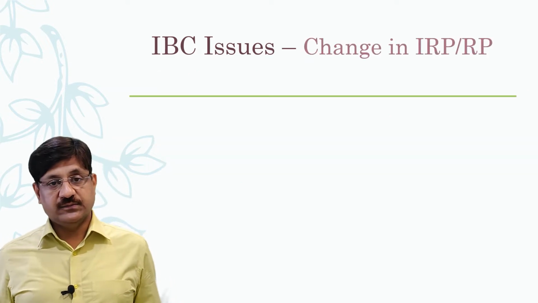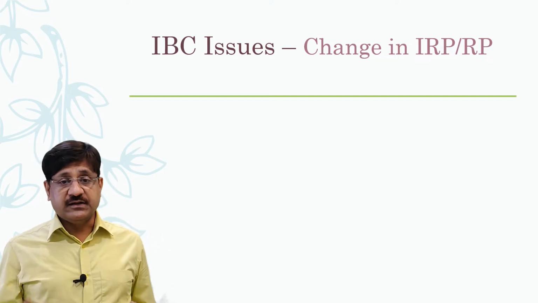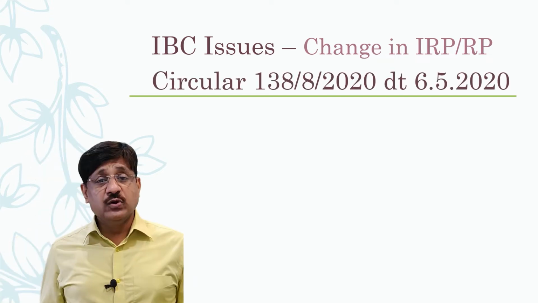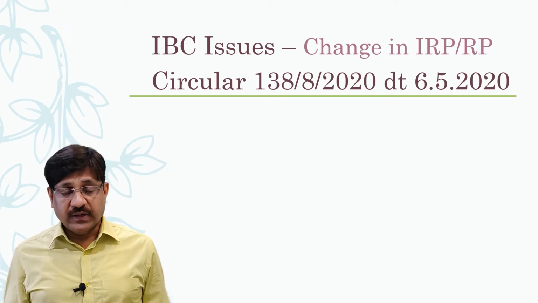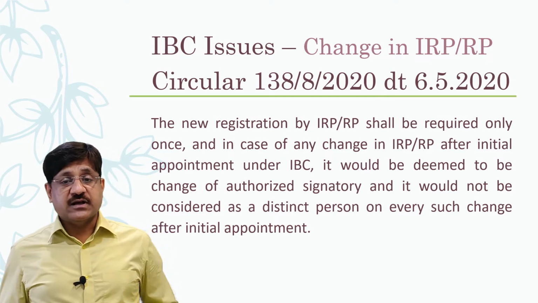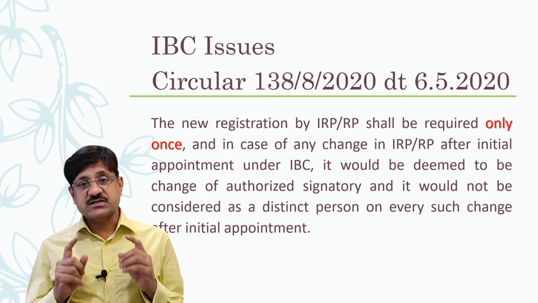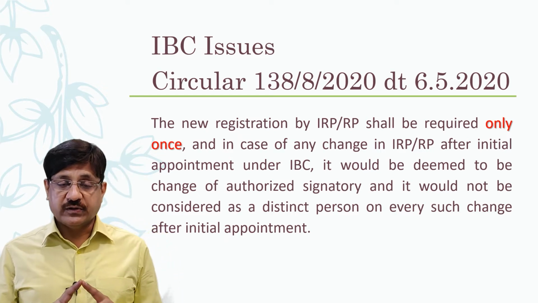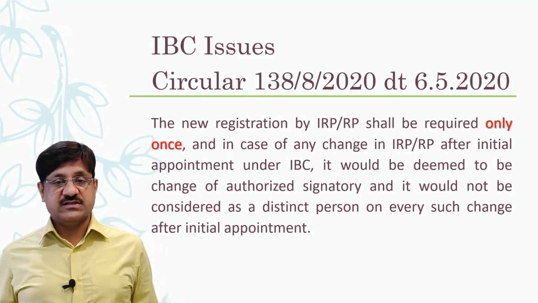to file the return. Now third type of clarification, which you can say has been issued by way of circular 138 by 8 by 2020. It clarifies that during this IRP or RP period, this corporate debtor has to take registration only once. They are not required to take multiple registrations if IRP or RP is changing.